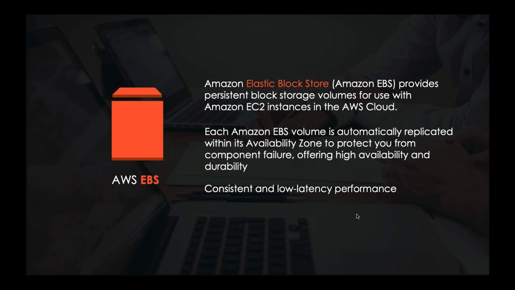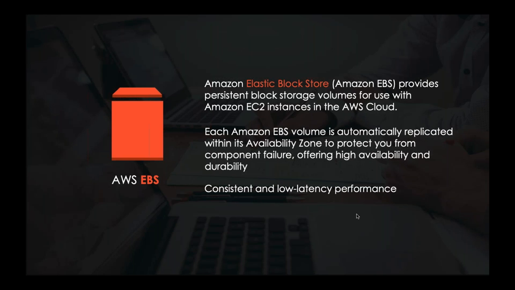So Amazon EBS provides persistent block storage volumes for use with Amazon EC2 instances in the AWS cloud. First of all, it's a persistent storage system, which means once the data is written into this device, it's permanent storage of your data. It's not an ephemeral storage, it's persistent data storage. Each EBS volume is automatically replicated within its availability zone. This is a feature of AWS. That's why it gives you a 99.99% availability guarantee.